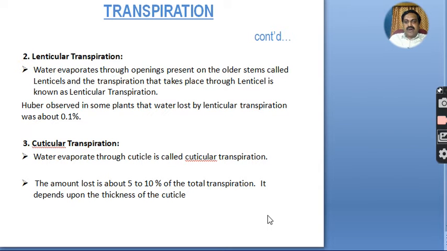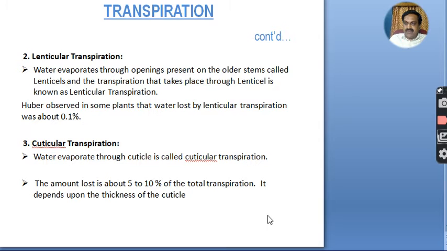Lastly, the lenticular transpiration. What are lenticels? Lenticels are the small aerating structures or pores developed on the bark of certain woody dicot plants. Usually, these lenticels are developed after secondary growth. Even through this type of lenticels, transpiration takes place.